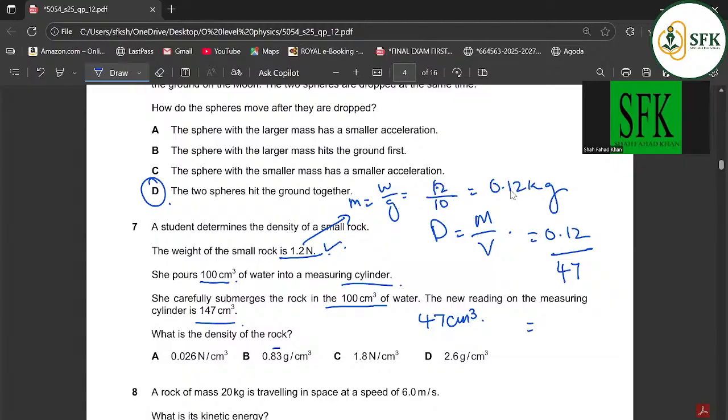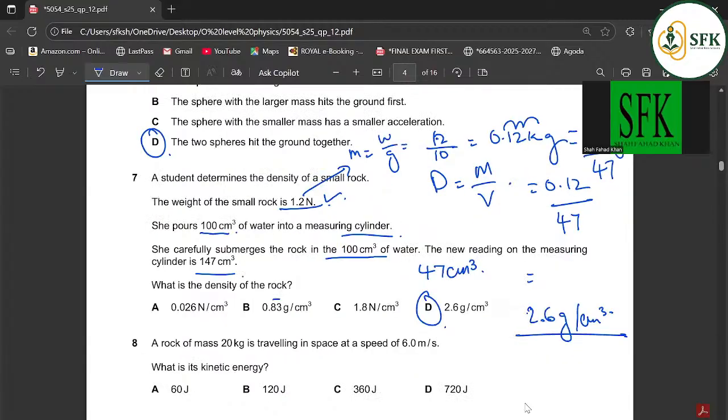Let's try converting the kgs to grams. Kgs to grams is going to be 1, 2, and 3 zeros. So 120 grams divided by 47. That's 2.6. So yeah, option D. Option D is 2.6 grams per cm cube. I hope you guys understood what I did, right? So yeah, it's grams per cm cube.